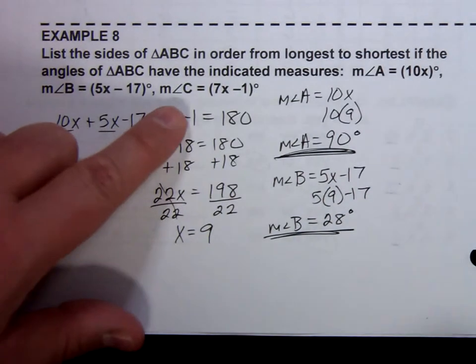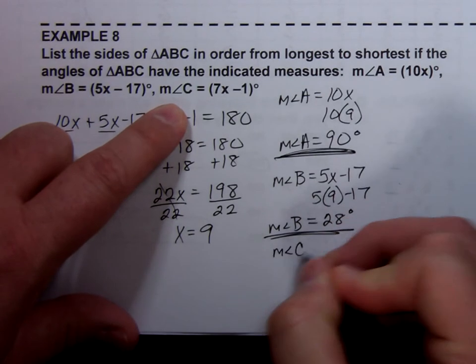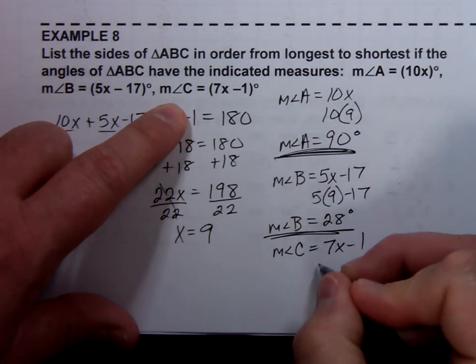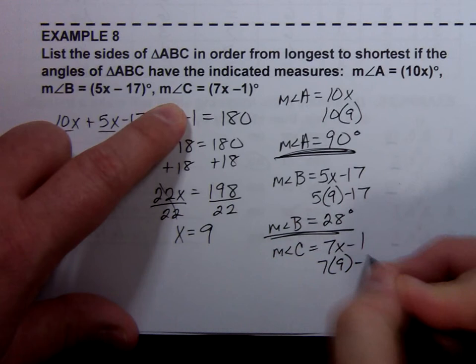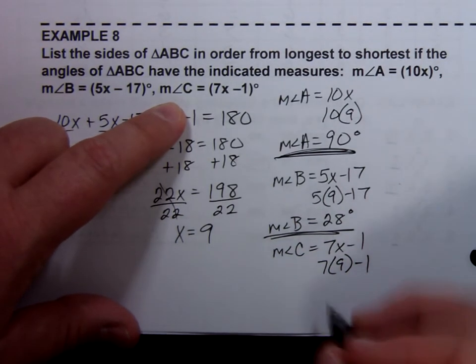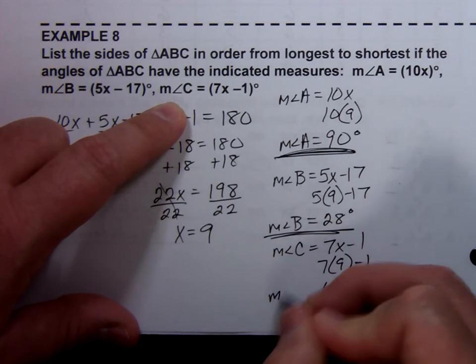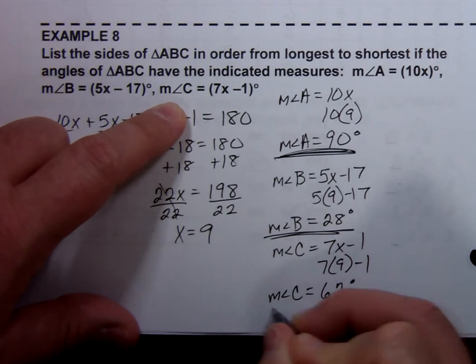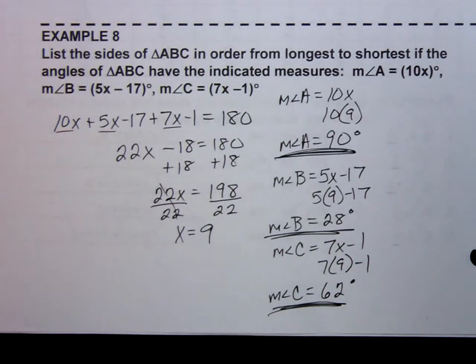And then measure of angle C, 7x minus 1. We know x is 9. Substitute it in. 7 times 9 is 63. Minus 1 is 62. So the measure of angle C, 62 degrees. So now I know all of the angles.